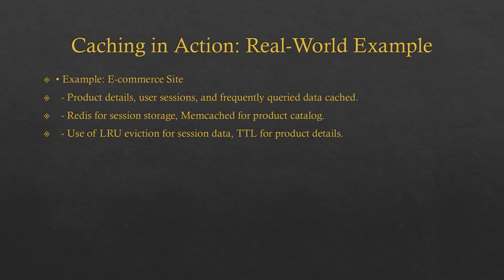Let's look at caching in action with a real world example. In an e-commerce site, product details, user sessions, and frequently queried data are cached for better performance. For example, Redis can be used for storing session data, while Memcached can be used for caching product catalog data. The LRU eviction policy might be used for session data, and TTL can be applied to product details to ensure they stay up to date.